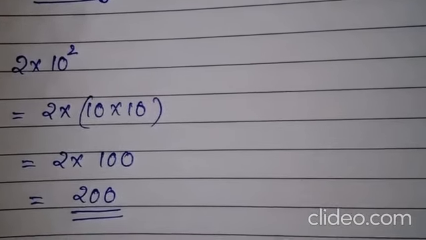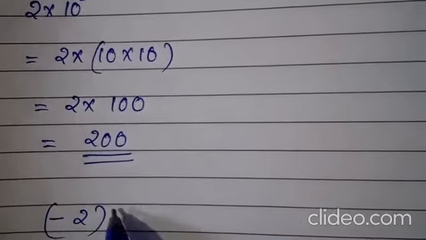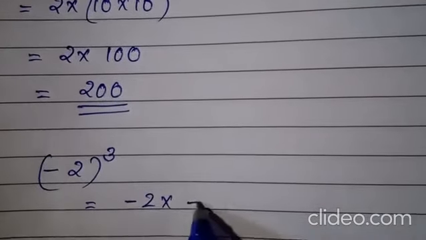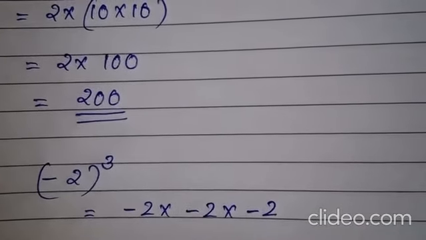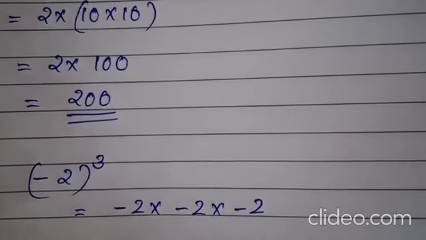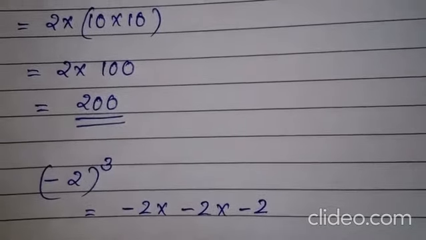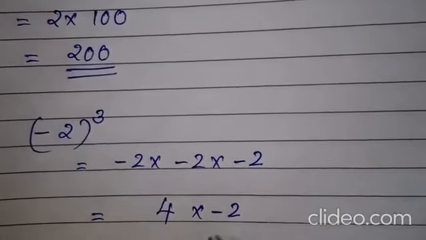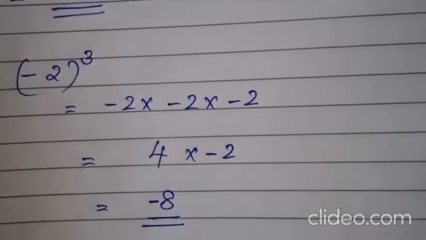The other question is, they will give like this: minus 2 the whole cube. That means minus 2 into minus 2 into minus 2. Understood? Minus 2, 3 times. Minus 2 into minus 2 gives 4, because minus into minus in multiplication gives a plus sign. So 4 into minus 2. 4 2s are 8 and we should put the negative sign. So the answer is negative 8. Understood?